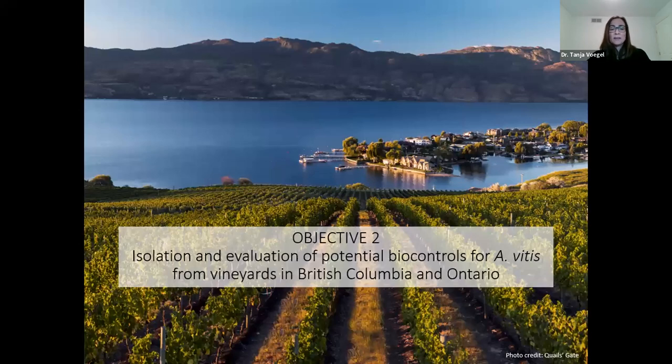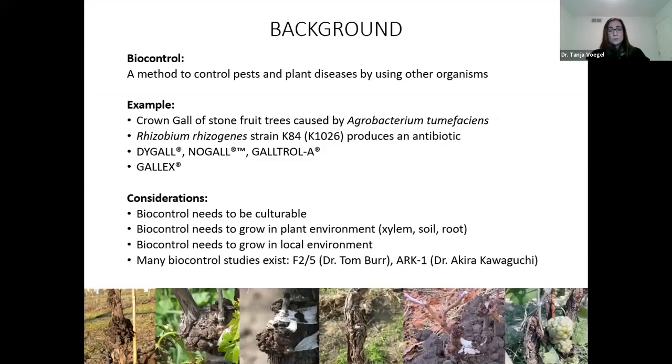So I'm moving into my next objective, which was the evaluation of biocontrols. Biocontrol is a method to control pests and plant diseases by using other organisms, and that's mostly due to the use of the natural enemy of the plant pest. So they compete, for example, for nutrients or secrete antibiotics. Biocontrol also eliminates the use of pesticides and chemicals and is therefore a very sustainable solution.